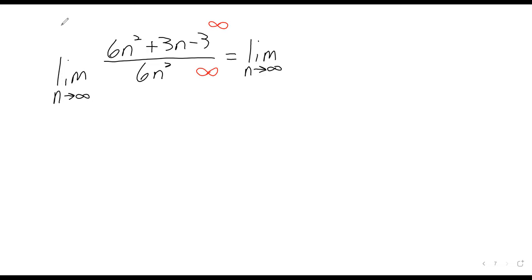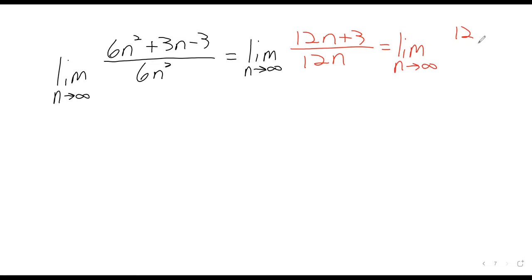L'Hopital's rule is appropriate. And we get 12n plus 3 over 12n. This is still indeterminate. And now when we take the derivatives, we get a constant. We get 1. So the limit is 1. 1 is a positive number. It's greater than 0. So we want the limit to be between 0 and infinity, not including 0, not including infinity. It needs to be a positive number, which it is.